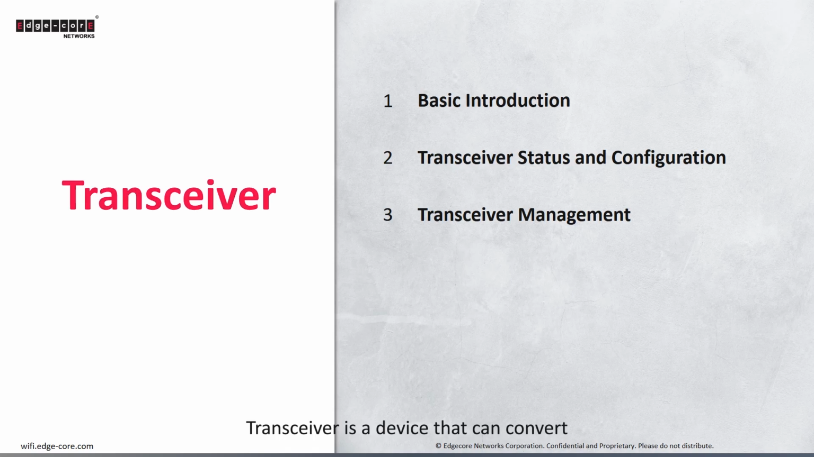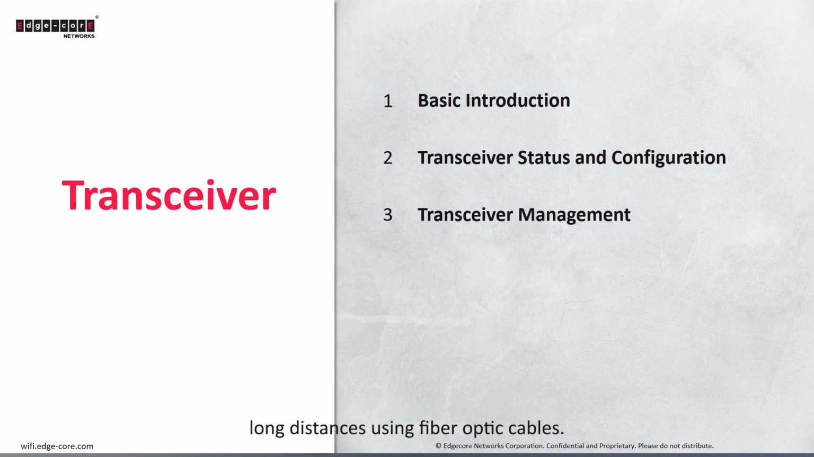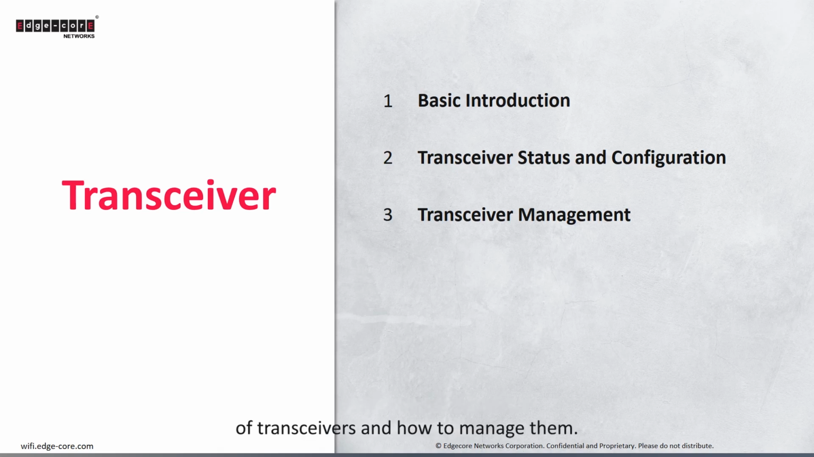A transceiver is a device that can convert electrical signals into light signals that can travel through a fiber optic cable, and vice versa. It allows two devices to communicate with each other over long distances using fiber optic cables. In this section, we'll introduce several types of transceivers and how to manage them.